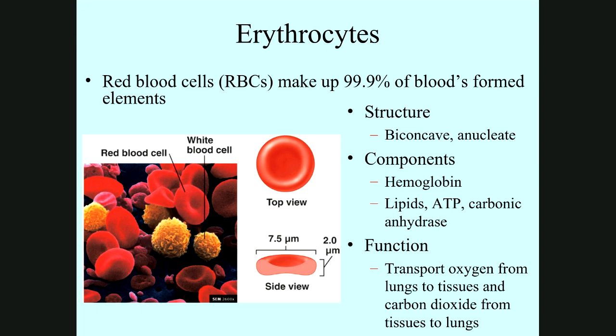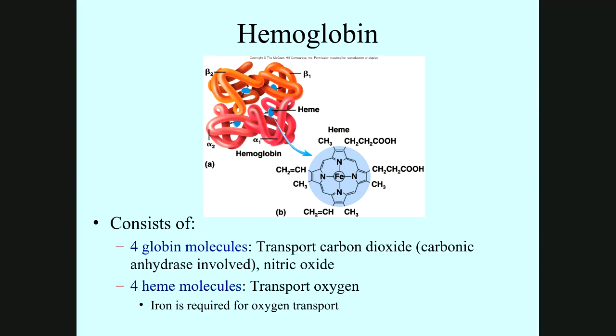They are composed of hemoglobin, lipid, ATP, and carbonic anhydrase. The major function is to transport oxygen from lung to the tissue and carbon dioxide from tissue to the lung. And actually, they play a role in transporting extra oxygen and CO2, because the major function is in hemoglobin.